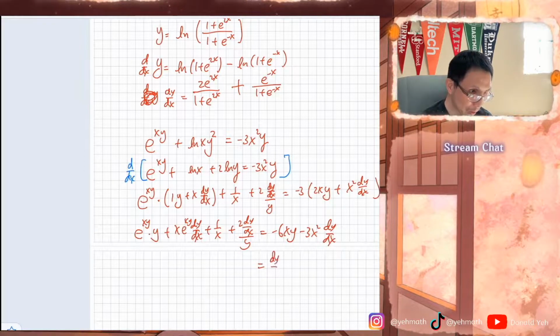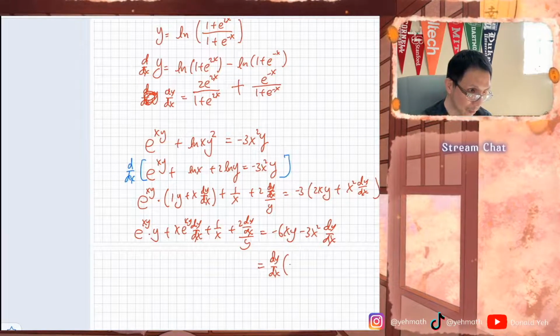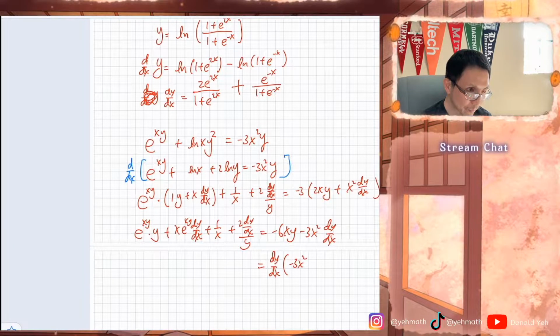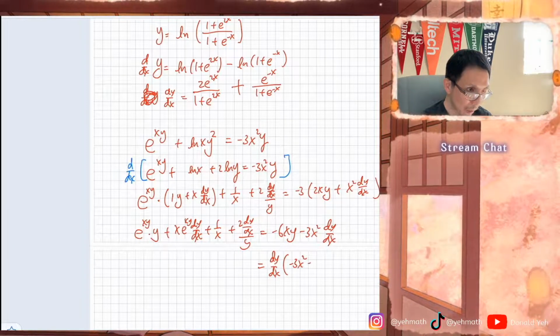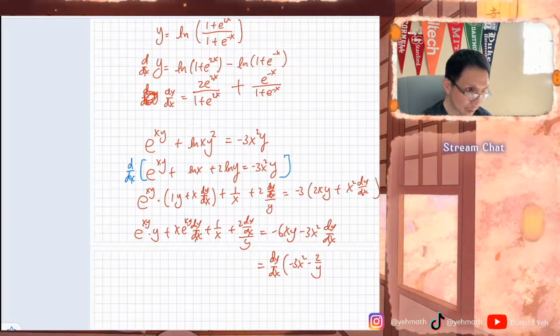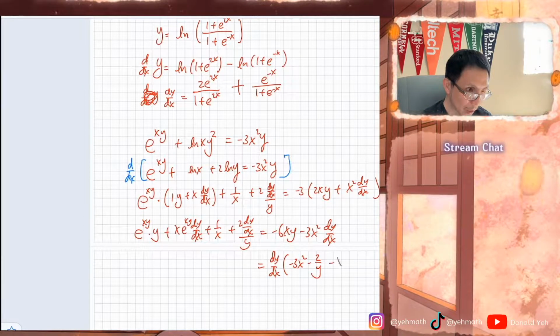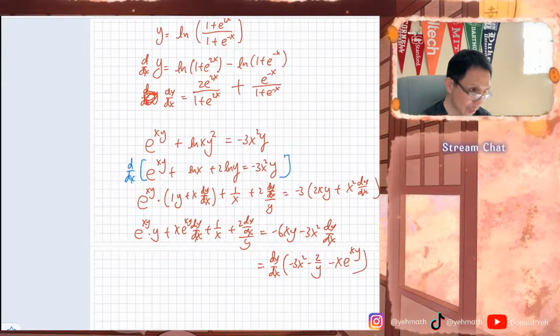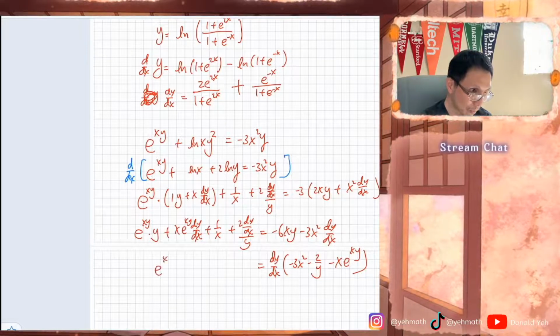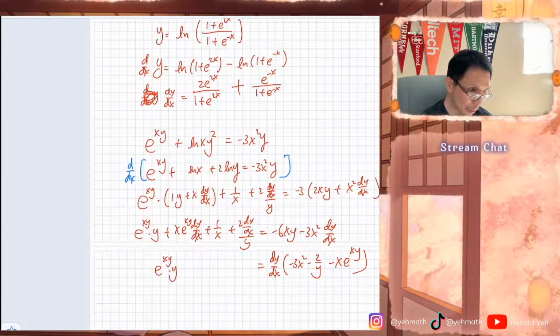So I'm going to get dy/dx here. If I factor out, it's going to be negative 3x squared minus 2 over y and the minus x e to the xy. Does that make sense or no? Or am I going too fast?